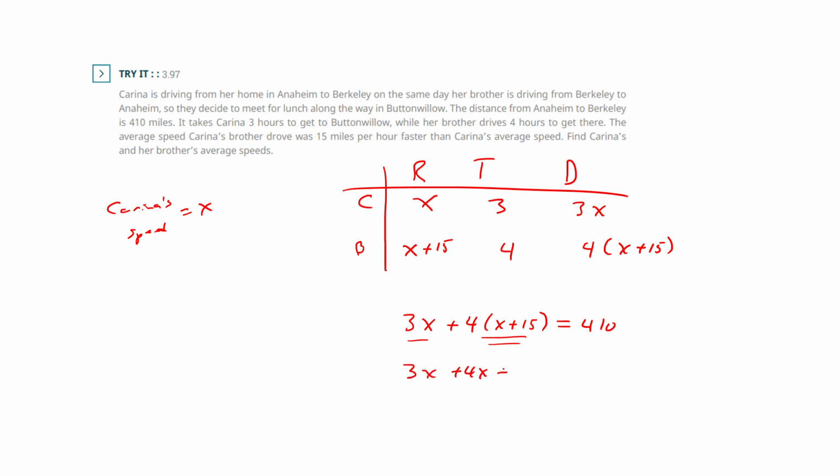Now we're going to just solve that. Okay, so we clean that up. Now we need to get x by himself, or x alone. The sum of 7x is 350.